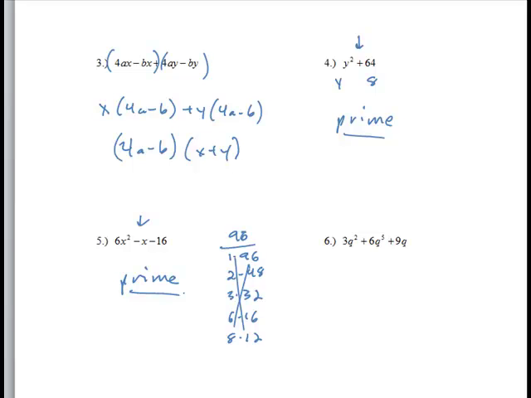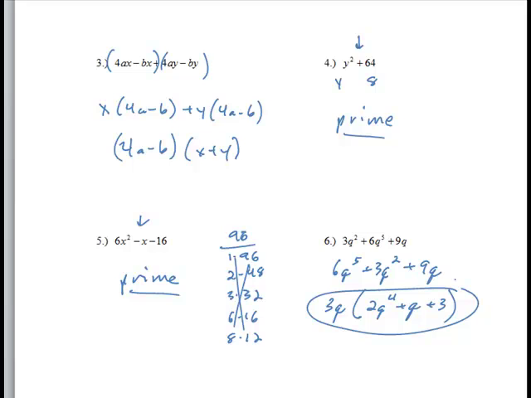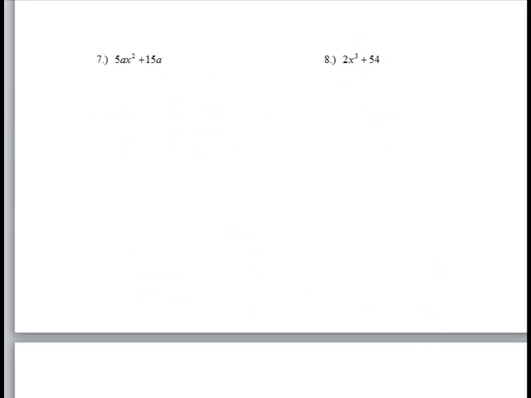Number 6. Begin by writing this in standard form. 6q to the 5th plus 3q squared plus 9q. Greatest common factor, 3q. We're left with 2q to the 4th plus q plus 3. Still have a trinomial inside the set of parentheses, but it cannot be factored any further. So at this point we're done. It's completely factored.